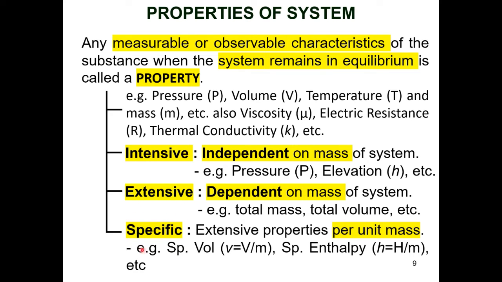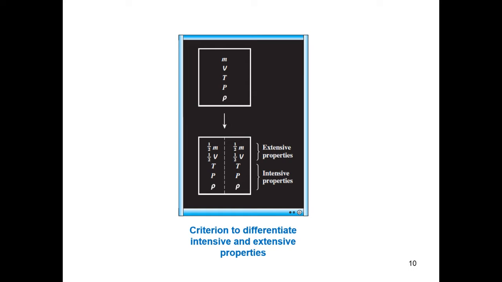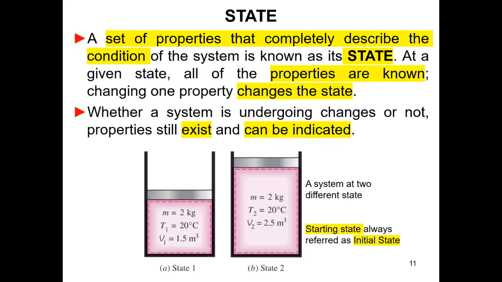Then we also have specific properties. Specific means per unit mass, meaning volume over mass, or enthalpy over mass, which is per unit mass. Normally it will be per kg. So you can see here the same.